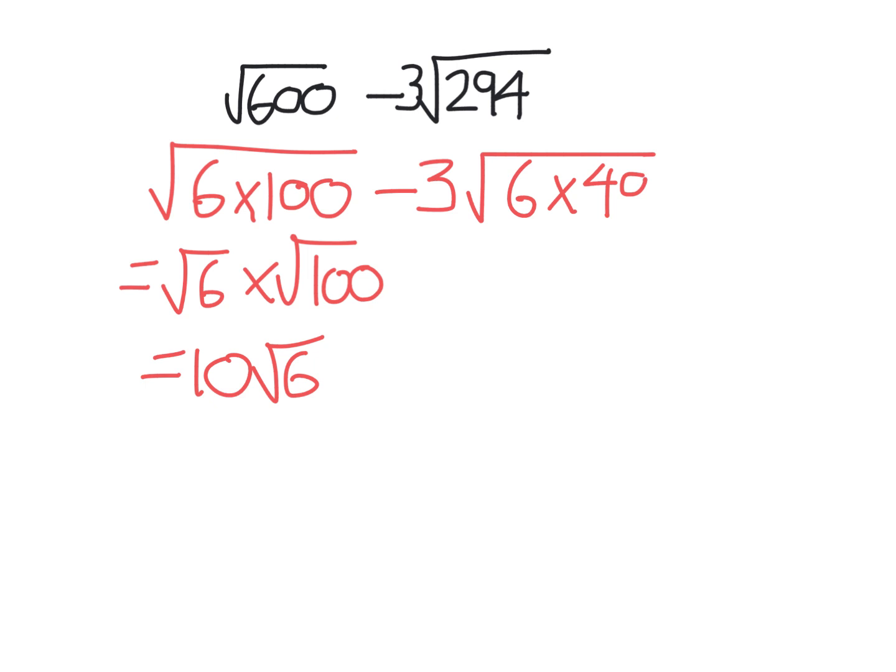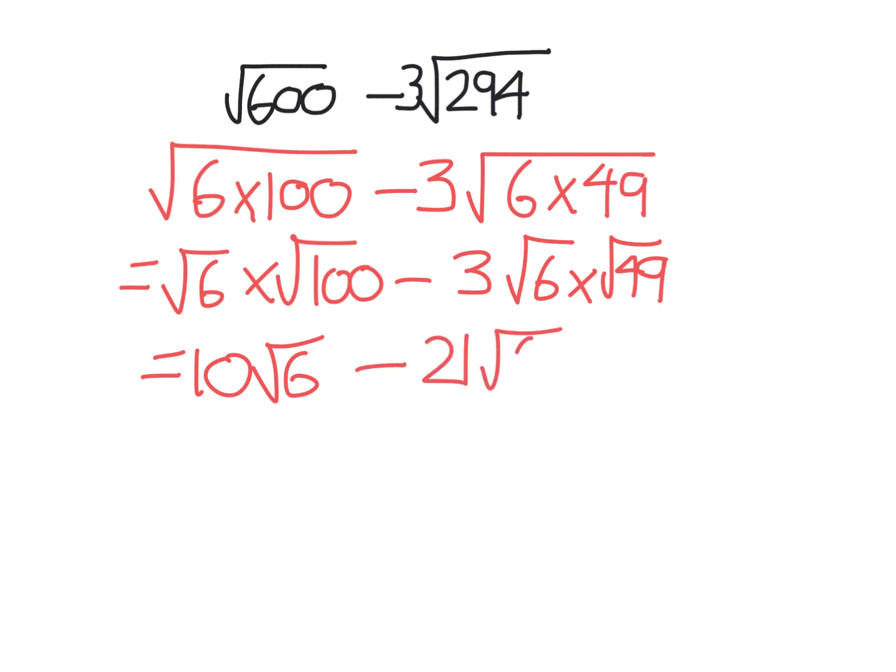So 49 is a square number. So we can write this as 3 times root 6 times the square root of 49. Now, 3 times root 49, 3 times 7 is 21. So this just becomes minus 21 root 6.